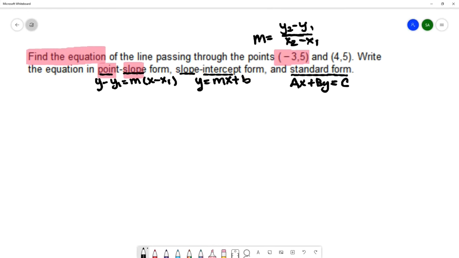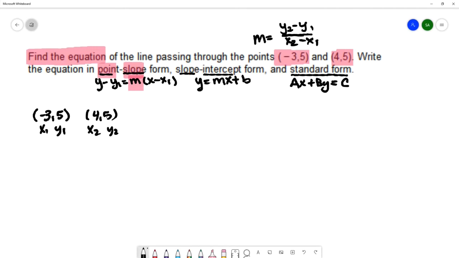So (x1, y1) would be 1 point on the line, and (x2, y2) would be a second point on the line. So we have 2 points. We're able to calculate the slope. Once we have the slope, we'll be able to find the point-slope form of the line. So let's start by calculating the slope. Our points are (-3, 5) and (4, 5). So I'm going to assign the first point to be (x1, y1), and the second point to be (x2, y2).